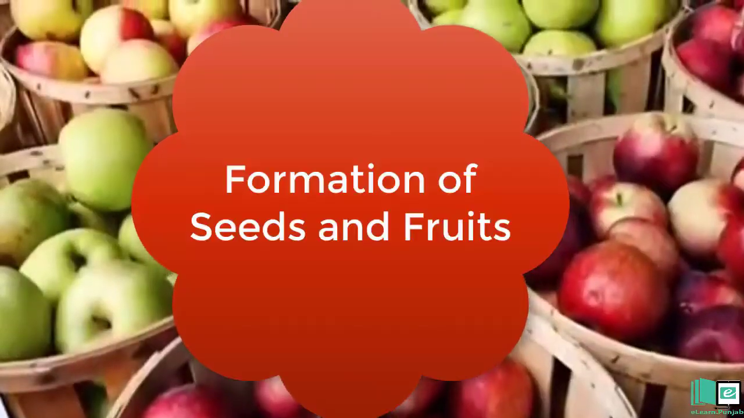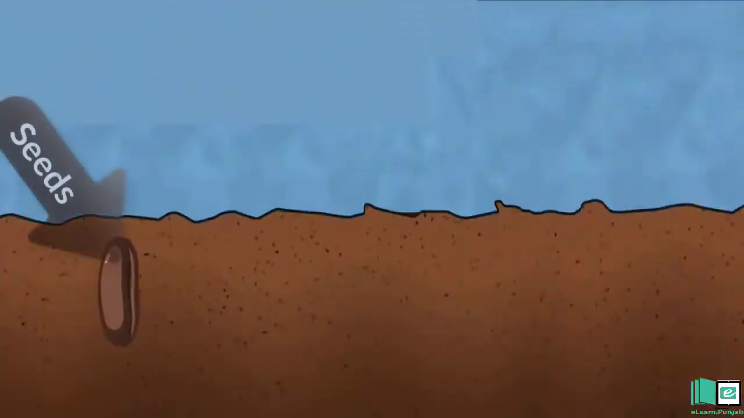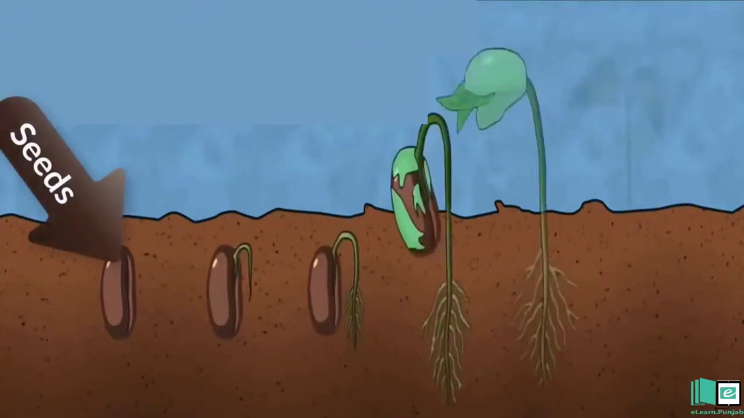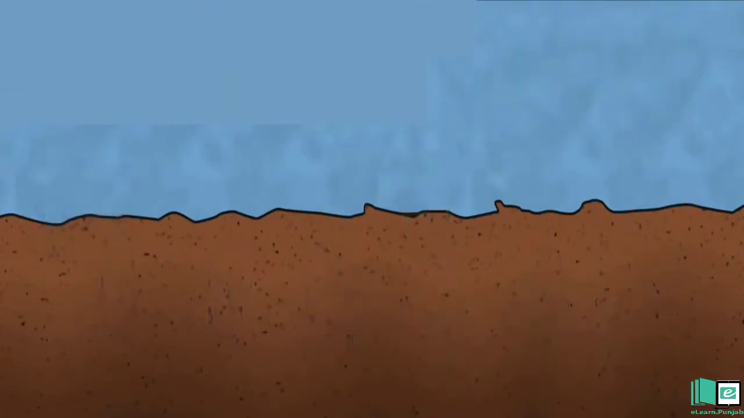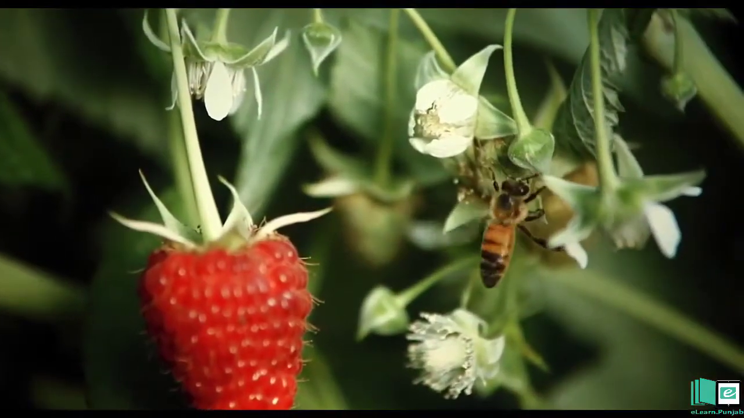Formation of seeds and fruits. Many plants grow and bear fruit to protect their seeds. A seed protects the embryo inside it. In addition, shapes of seeds and fruits help in their dispersal.